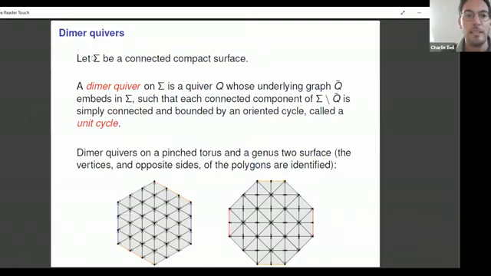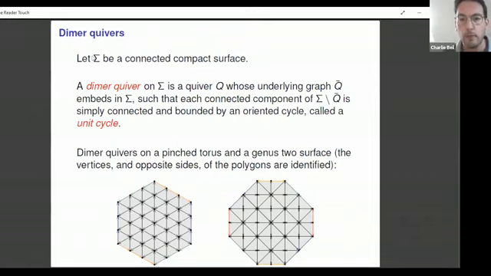Okay, so let sigma be a connected compact surface. Forgot to say oriented. A dimer quiver on sigma is a quiver whose underlying graph embeds in sigma such that each connected component of sigma minus the graph is simply connected and bounded by an oriented cycle called a unit cycle. So dimer quivers on a pinched torus and a genus 2 surface are shown below. These are some examples. In these pictures, the vertices are all identified around the polygon, and the opposite sides of the polygon are identified.